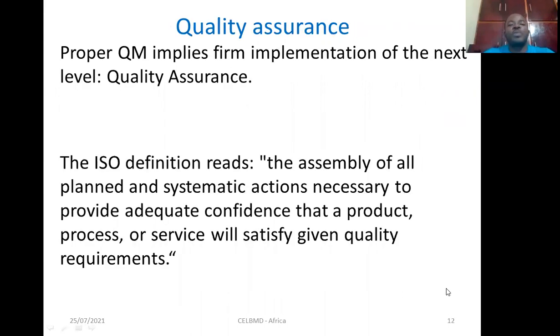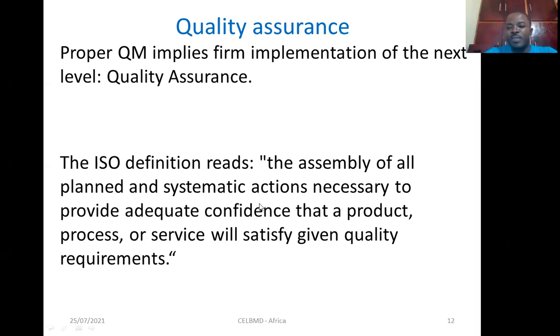The second dimension of quality is quality assurance. In order to be able to manage quality effectively, the next level of it must be implied. That's quality assurance. Once again, our friends at the ISO define quality assurance as the planned and systematic actions that are needed to provide adequate confidence that a product or a process or a service will satisfy given quality requirements.